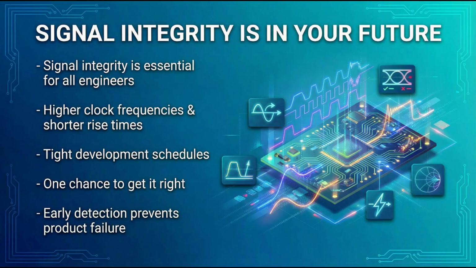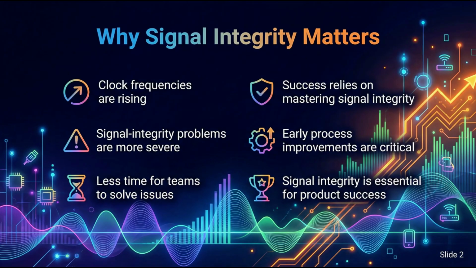Signal integrity is no longer a niche topic. As Eric Bogatin puts it, there are two kinds of engineers: those who have signal integrity problems and those who will. Modern electronic design is moving toward higher clock frequencies and shorter rise times, while development schedules are getting shorter. Design teams often get only one chance to get a product to work correctly. If signal integrity problems aren't identified and addressed early, the chances are high that the product simply won't work the first time.